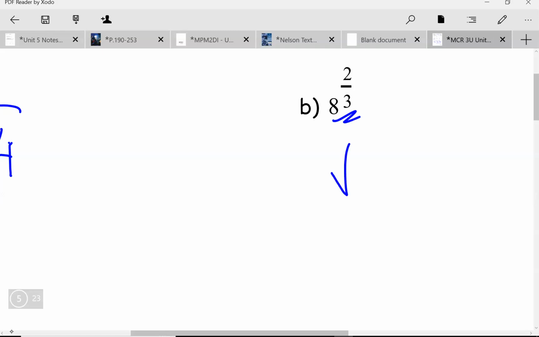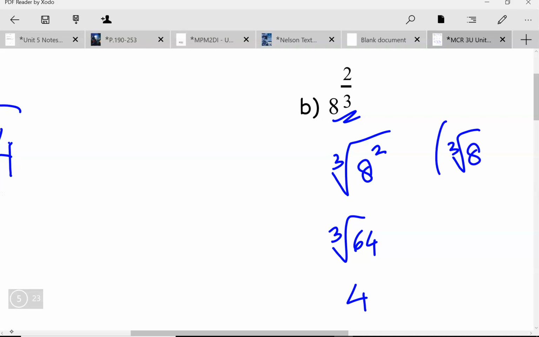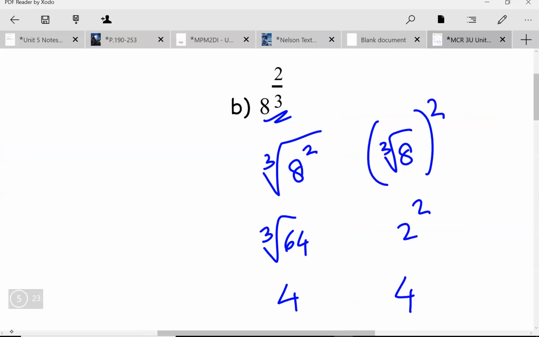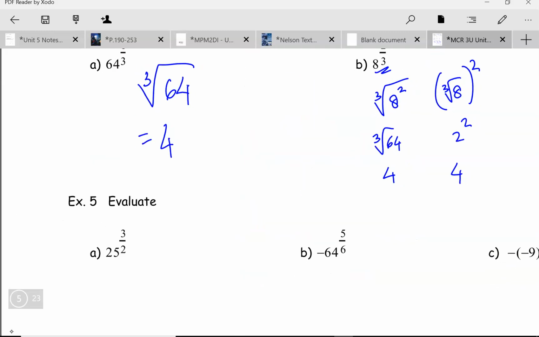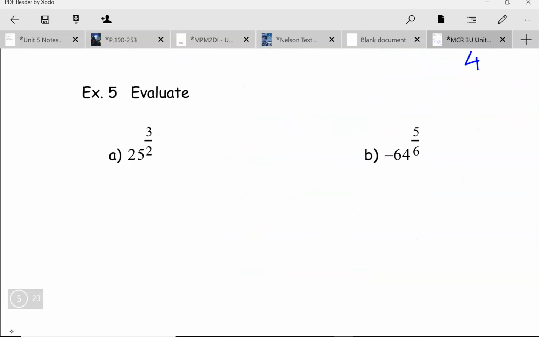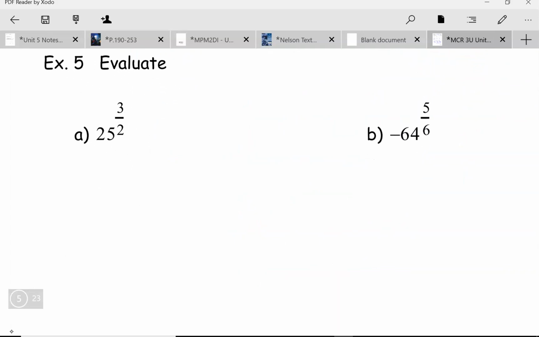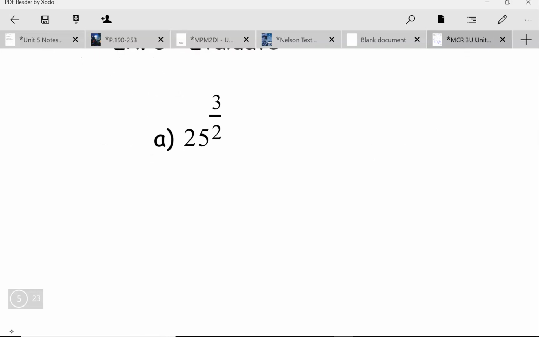You can write this as cube root of 8 squared, which would work because you're doing cube root of 64, which is 4. Or you could actually write this as cube root of 8, the whole squared, which is cube root of 8 is 2 squared, which is also 4. So you get the same answer here. Whichever way you want to write it, that's really fine. In some cases, it might be useful to do one way versus the other, and you kind of have to work with that as you come along. I don't think it really matters here.